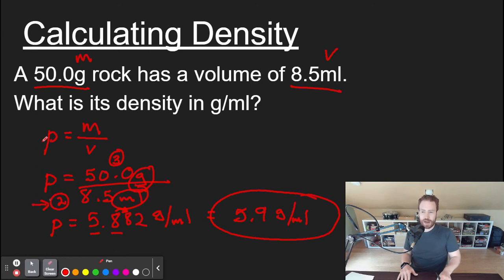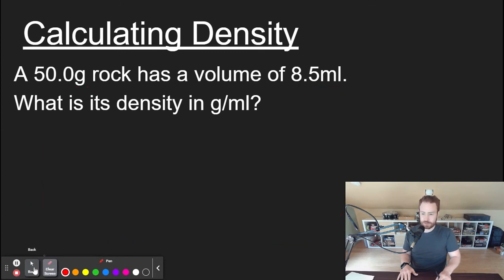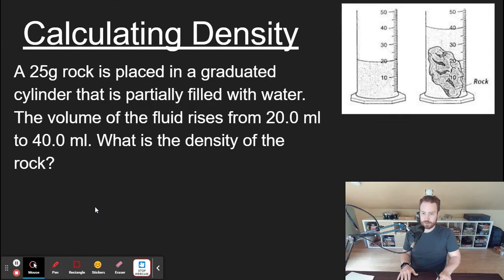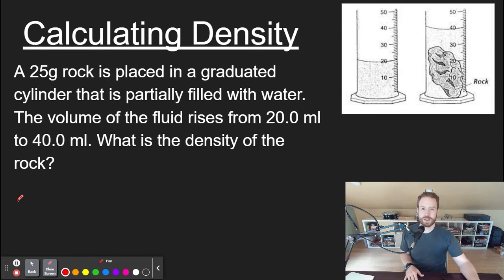Now, I just gave you these numbers, right? Mass and volume. But in an experiment, you're going to have to figure them out. The most common way to figure out mass is easy. You just put it on a scale, right? If you've got a working scale, put the object on a scale, it'll give you the mass. Volume is trickier because most things aren't convenient shapes.